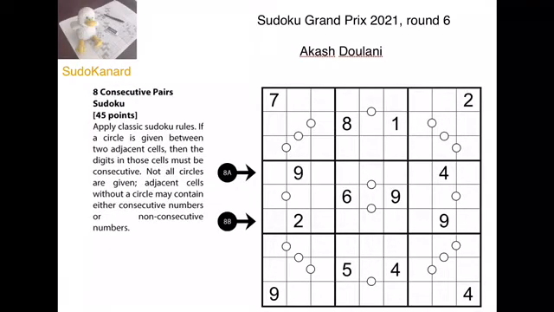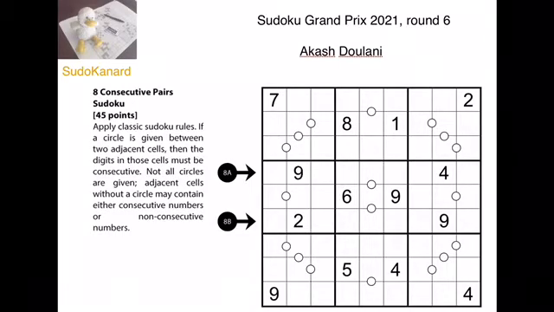Here is a consecutive pair Sudoku puzzle that was created by Indian author Akash Doulani for the latest round of Sudoku Grand Prix. And I'm sad to say that I broke the puzzle during the contest and didn't have the time to start it over, so it will sort of be a live solve, a completely live solve. So where do we start? Oh, first I'll recall the rule.